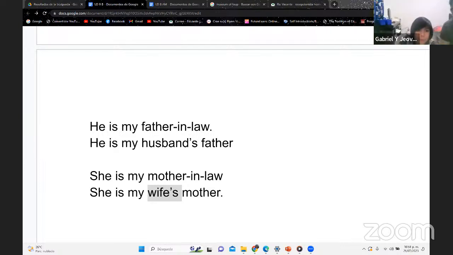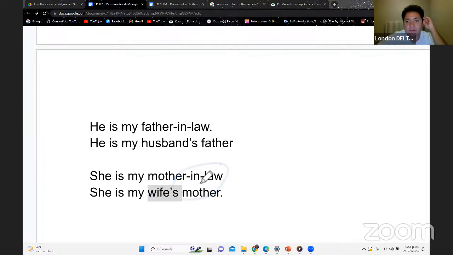¿Qué quiere decir my mother's wife? Mamá de mi esposa. La esposa de mi mamá. La esposa, exacto. Sí, la esposa de mi mamá. Por eso lo escribimos así. Puede ser posible, ¿no? Pero aquí lo que quiero decir es my wife's mother, la mamá de mi esposa.